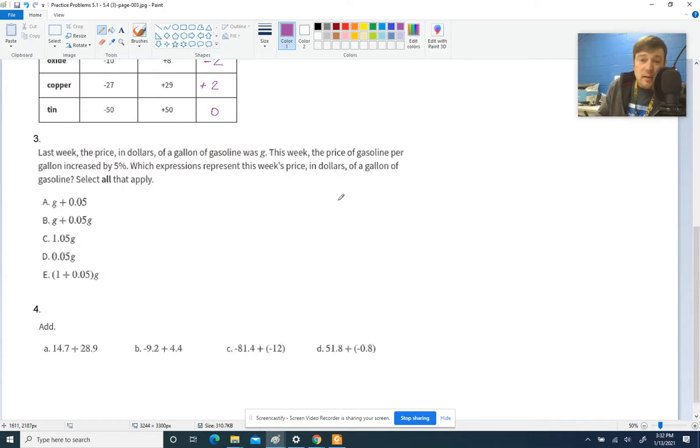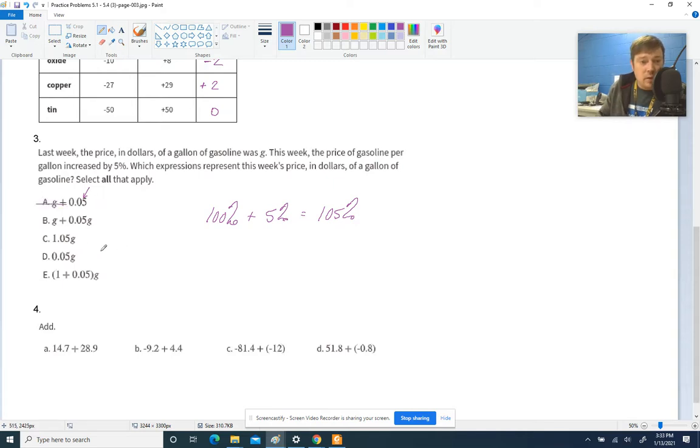This week, the price of gasoline per gallon increased by 5%. So if you go from 100% and then you add 5%, then you are at 105%. So think of it that way, okay? We were at G, and we're adding 5% to that G, okay? We can't just add 5 cents. That doesn't make sense. It's 5% of G.